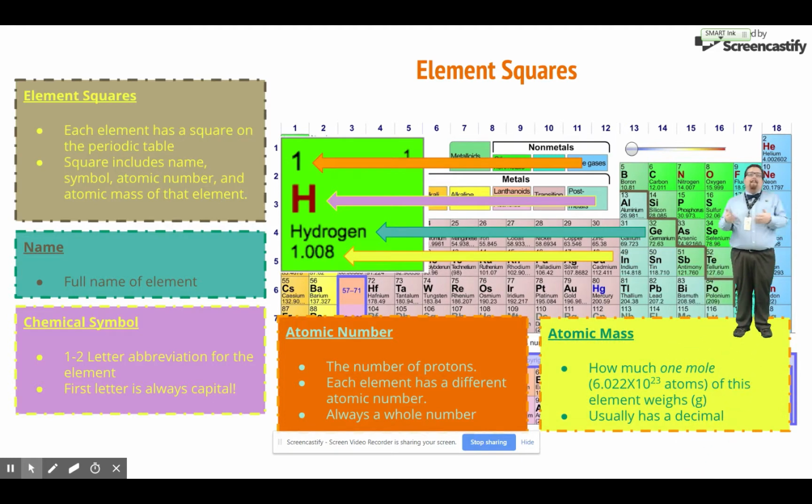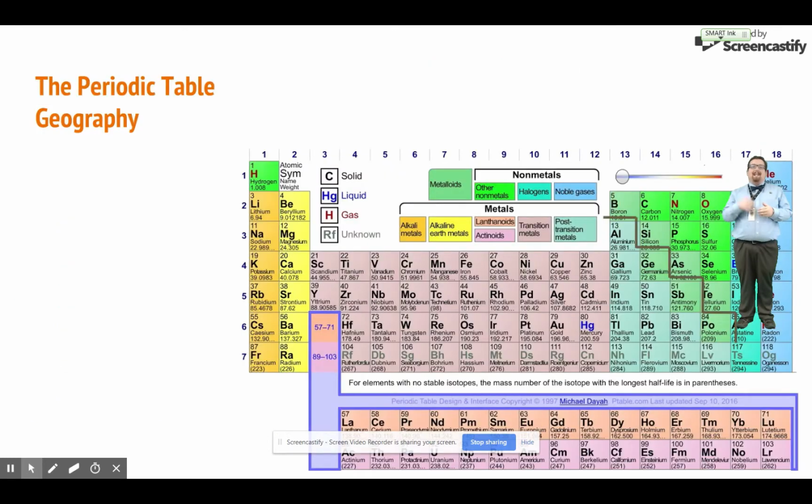Finally, we have the atomic mass. This is similar to the mass number, but there's a little more work that goes into it than just protons plus neutrons. The atomic mass is how much 1 mole, or 6.022 times 10 to the 23rd atoms of the element weighs in grams. This is almost always expressed as a number with a decimal afterwards.